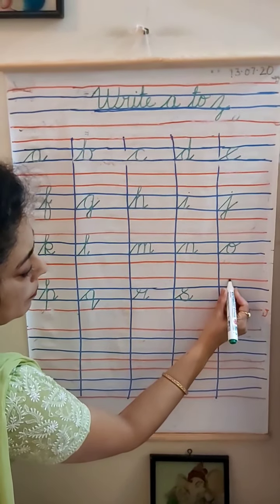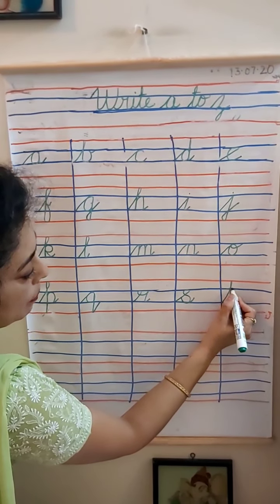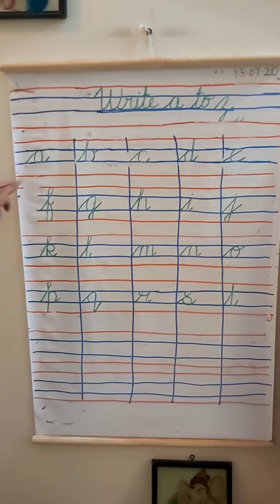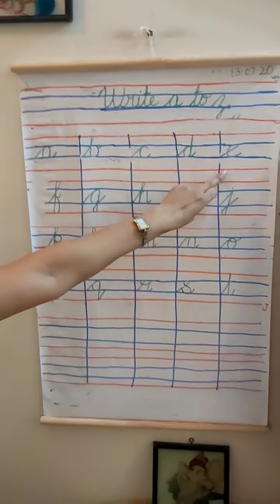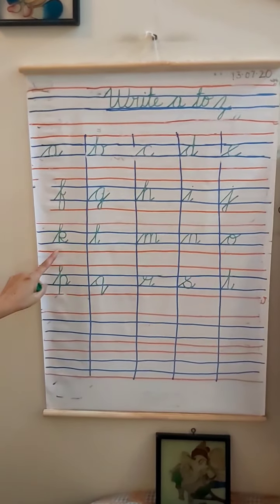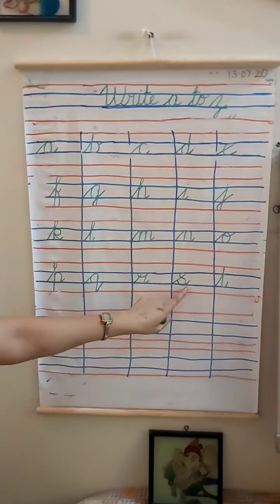Slant up, down and a turn and a sleeping line. This is T. So let us revise once again. A, B, C, D, E, F, G, H, I, J, K, L, M, N, O, P, Q, R, S, T.